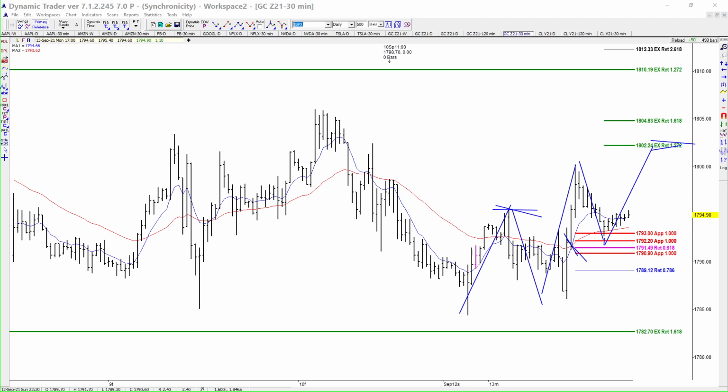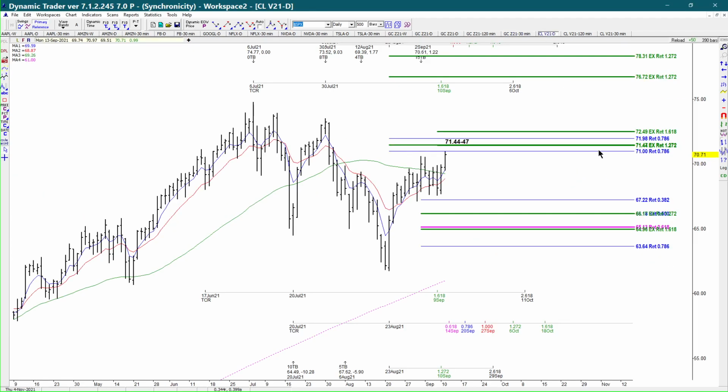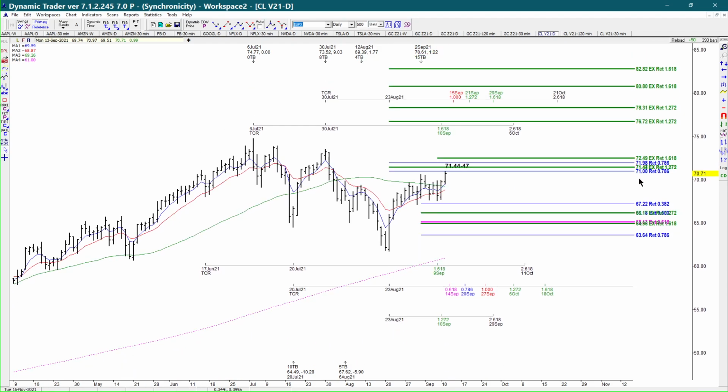All right, how about crude oil? The 786 retracement, that is a resistance decision. It's not a cluster though. And then we have two levels at 71.44 to 47. Those would be the next decisions on the upside. Also note that on this daily crude chart we're above the 200, above the 50, and the 5 and 13 are in a buy mode. So we'd want to continue to focus on the buy side at this point.